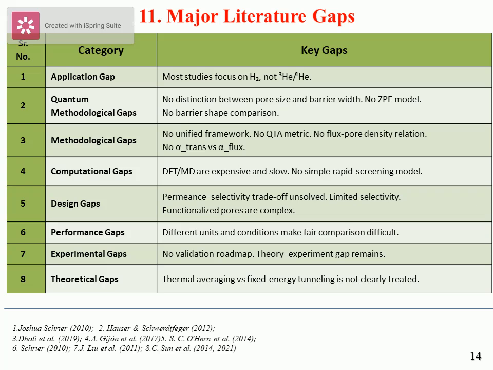Sixth one is the performance gap: different units and conditions hinder fair comparison. Seventh is the experimental gap: no validation roadmap. And the last one is the eighth gap, the theoretical gap: thermal averaging versus fixed energy tunneling is unclear. So our work addresses all of it.